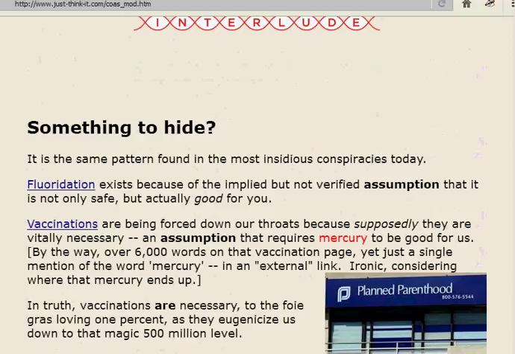Fluoridation exists because of the implied but not verified assumption that it is not only safe but actually good for you. Vaccinations are being forced down our throats because, supposedly, they are vitally necessary, an assumption that requires mercury to be good for us. By the way, over 6,000 words on that Wikipedia vaccination page, yet just a single mention of the word mercury in an external link. Ironic, considering where that mercury ends up. In truth, vaccinations are necessary to the foie gras-loving 1%, as they eugenicize us down to that magic 500 million level.